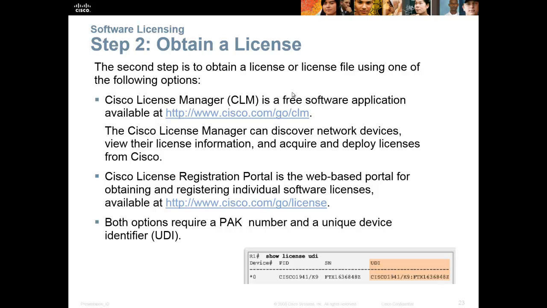All right, so again, step 2 is obtaining your license. Cisco License Manager is a free software application where you can manage your licenses on your PC. Then you go to the Cisco License Registration Portal and you buy these things. Both options require a key. Remember, the PAK is the product activation key number, and a unique device ID. So you have to go to your device. Basically, when they create these keys for you, the keys are coded by your device ID, which is typically the serial number of the device. That way, when you get this key, you can't use it on all of your routers. You can only use it on the router it was specified for.